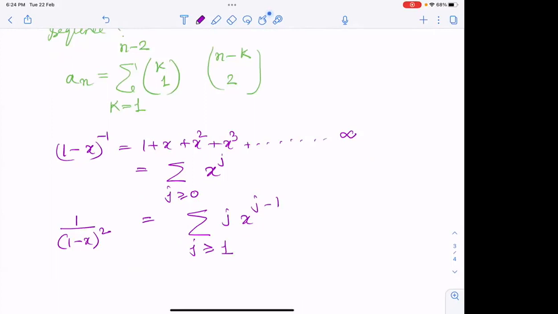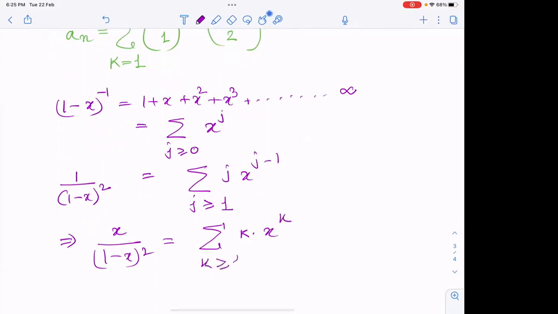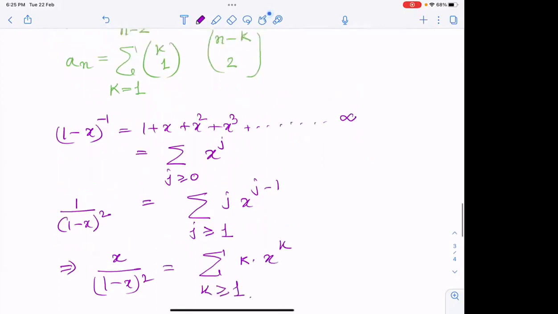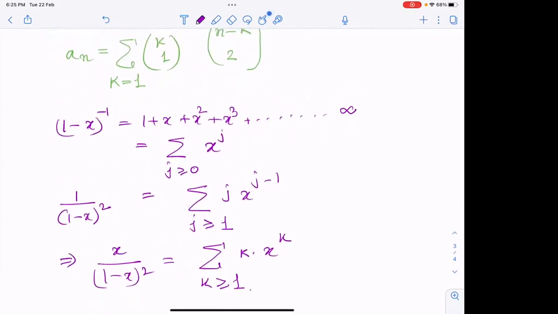right? So then you know that x by 1 minus x squared is basically, I can just write k times x power k, k greater than or equal to 1. So this is k, and I got hold of a generating function where k comes in front of the coefficient x power k. So let's call this generating function b(x), x by 1 minus x squared.